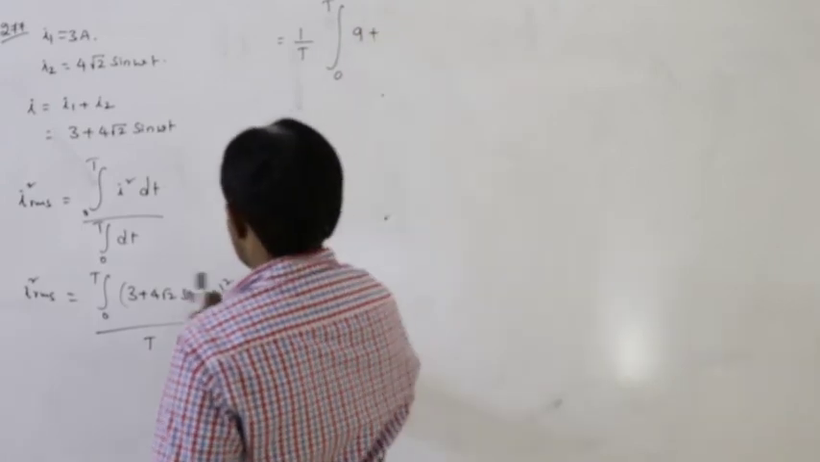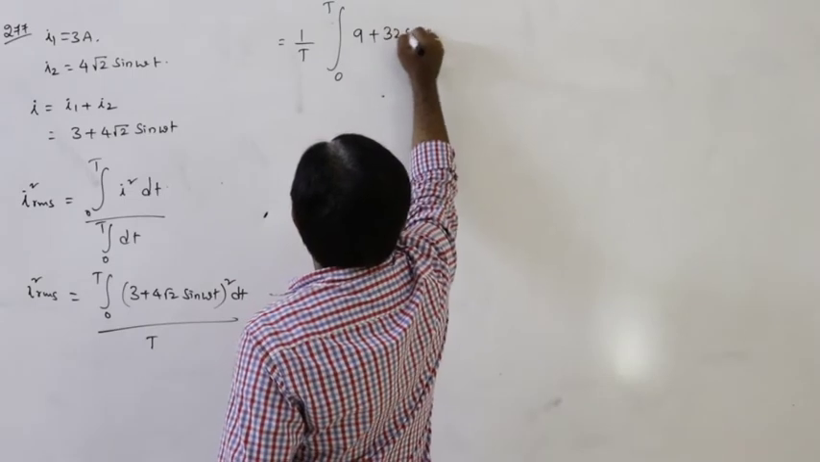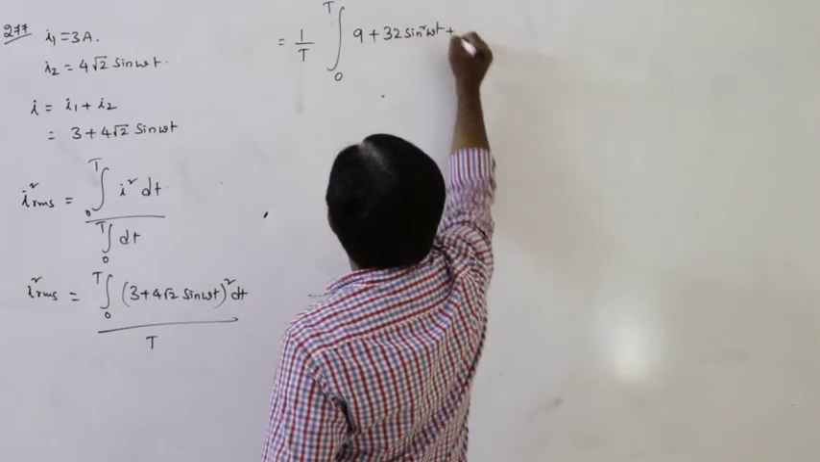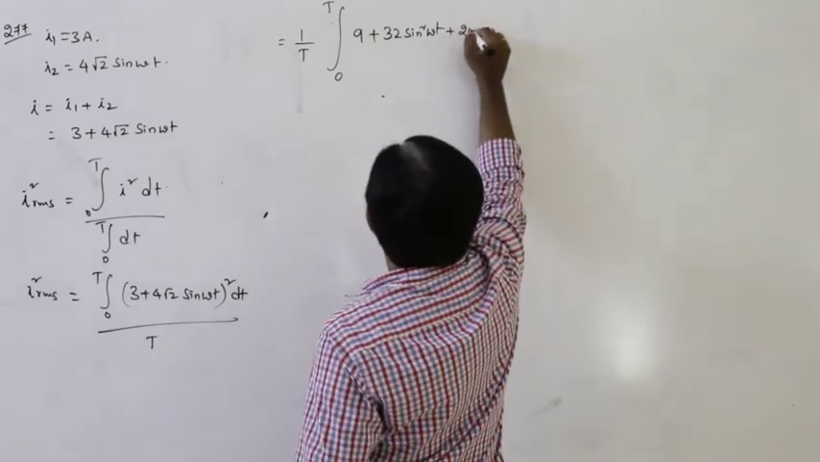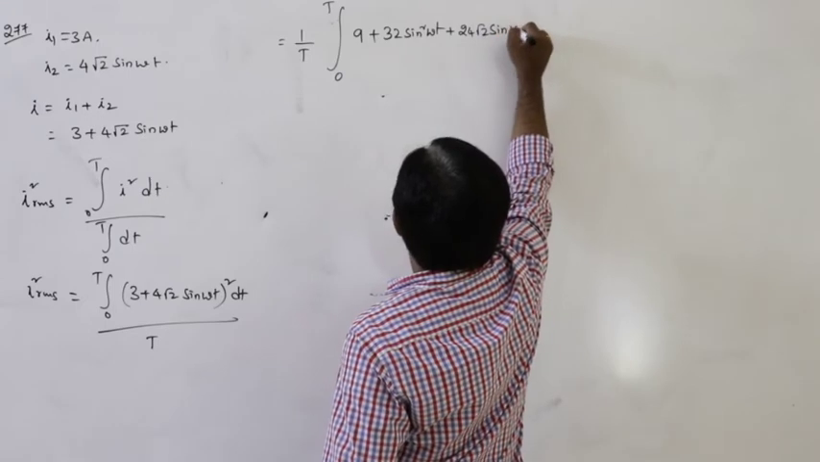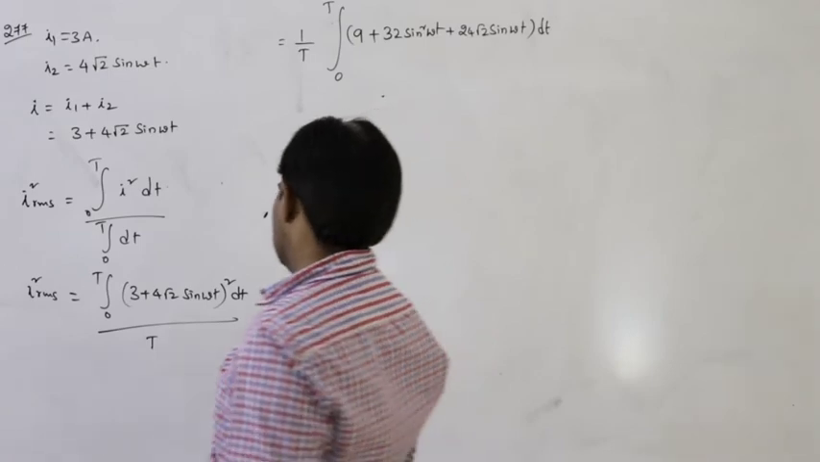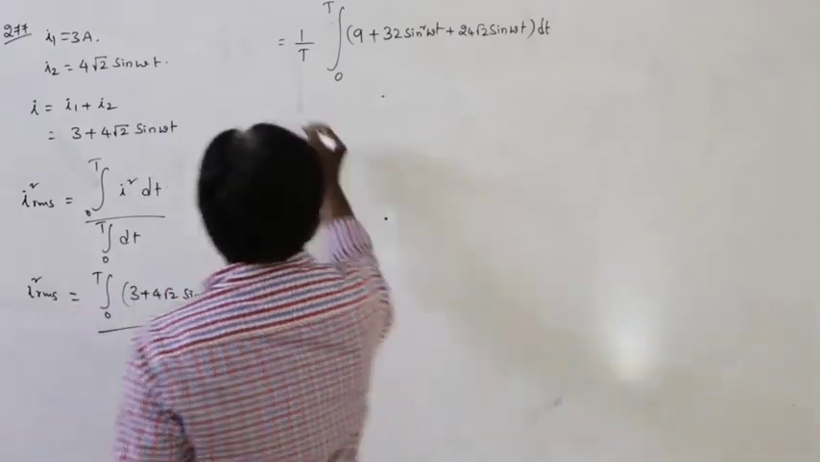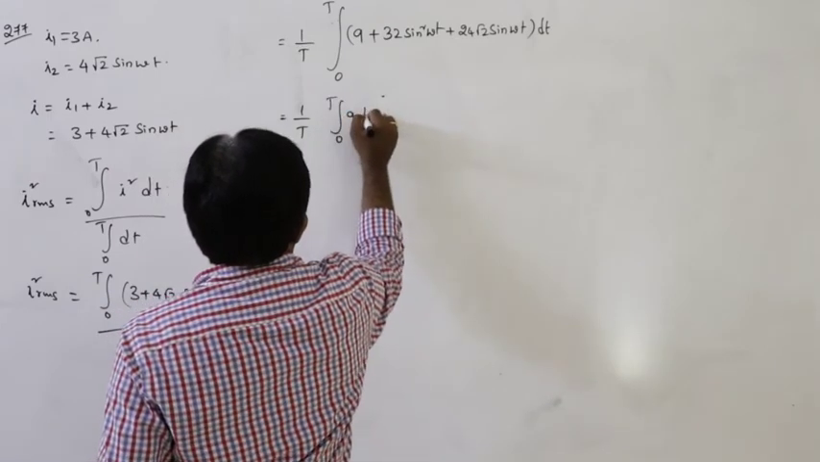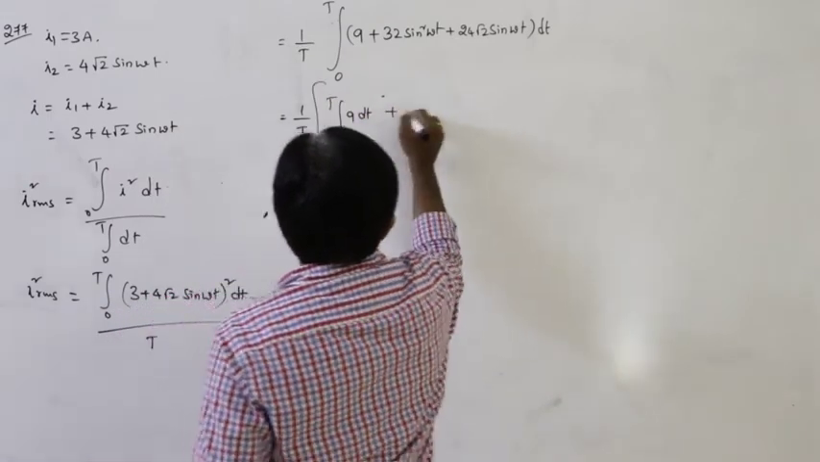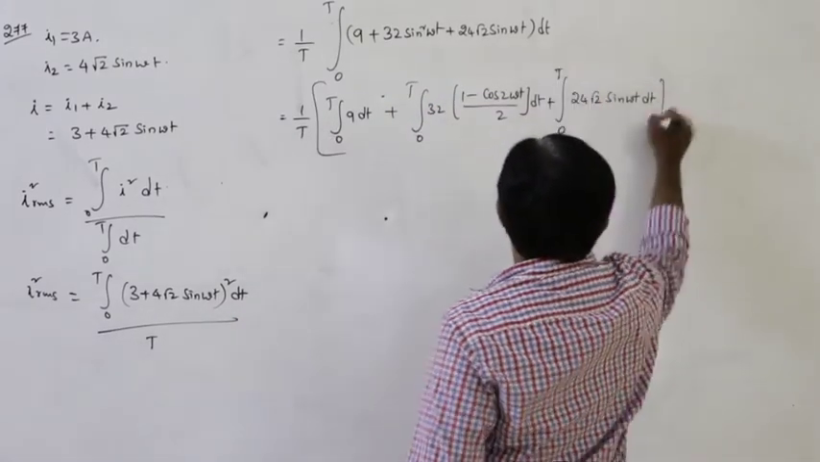That is 9 plus 16 times 2, which is 32 sin square omega t, plus 2ab. 2 times 3 is 6, 6 times 4 is 24, root 2 sin omega t dt. So this is the situation: 1 by T into integral of 0 to T of 9 dt plus integral of 0 to T of 32 sin square omega t, everything from 0 to T.